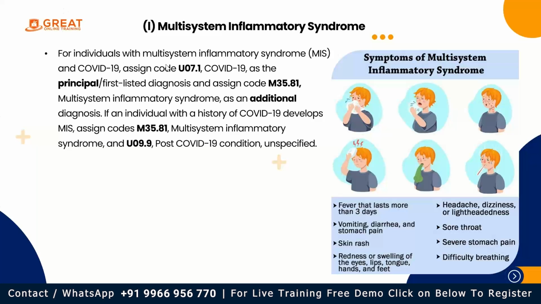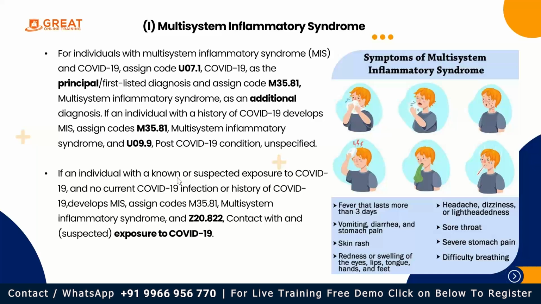No, it's clear. So if COVID-19 infection plus MIS, both the conditions are there, U07.1 as a principal diagnosis followed by M35.81 for MIS. And if an individual with history of COVID-19 develops MIS, because MIS is a manifestation of or caused by COVID-19, that's why we have to use this code, U09.9. You should not use a Z code to indicate this, okay, because this is somewhat a post effect of COVID-19. That's why we have to use post COVID-19 condition as the second.